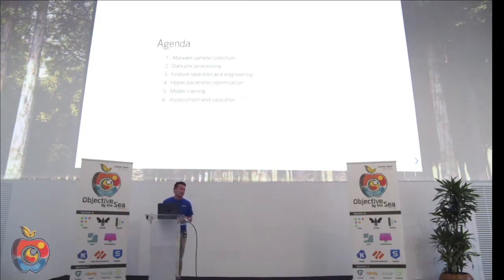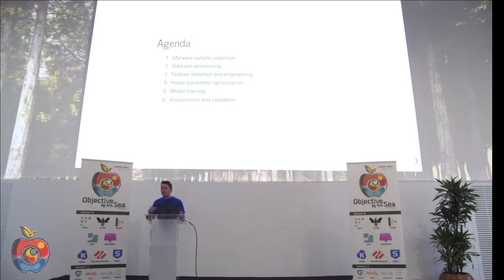With that, the agenda for today is first downloading some malware samples. In order to do machine learning, we've got to have data. In order to have data, we need to download some malware, so I'll talk about how I did that. Data pre-processing: once we have MachO files, we need to extract information out of those files so that we can apply some ML against it. In feature selection and engineering, we'll talk about how to transform the data so that it's more applicable to different algorithms, fill in missing values, that kind of stuff.